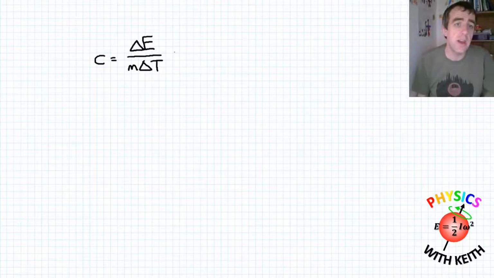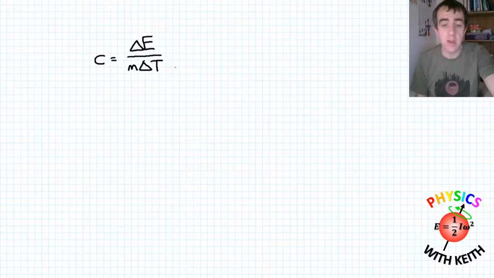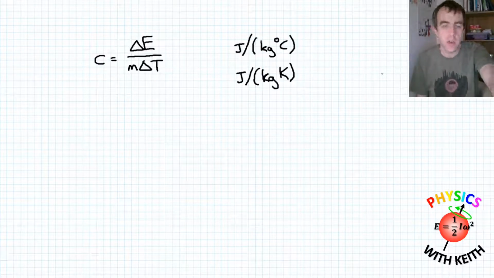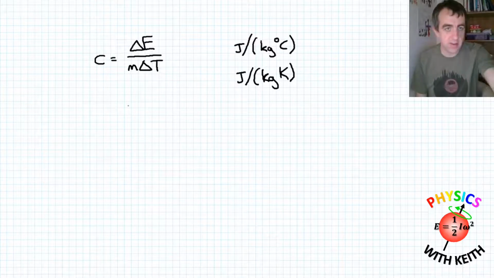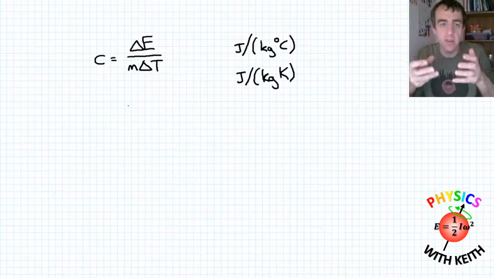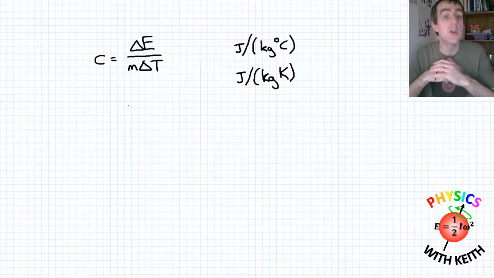First things first, we need to define specific heat capacity. Specific heat capacity is defined as the amount of heat that is transferred to change the temperature of 1 kilogram of a substance by 1 degree Celsius, which is the same as 1 Kelvin. So the units are joules per kilogram degree Celsius or per kilogram Kelvin. If I take the same mass of two different substances and I wish to increase their temperature by the same amount, it will take different amounts of energy and therefore different amounts of heat transfer to do that.